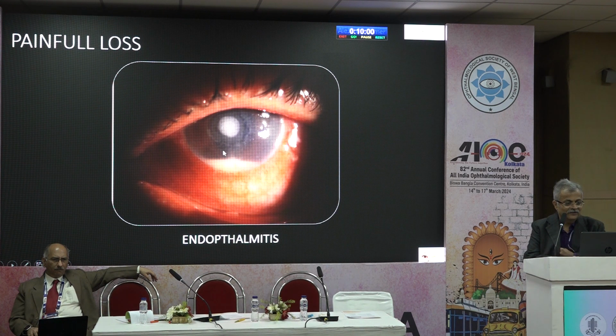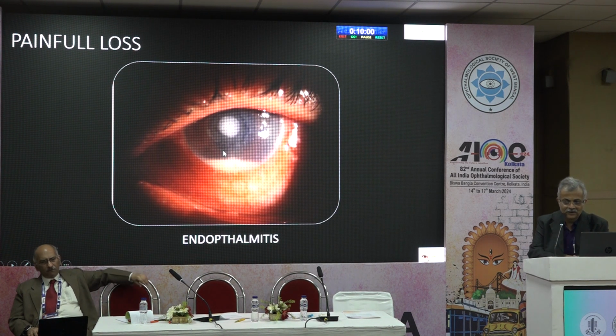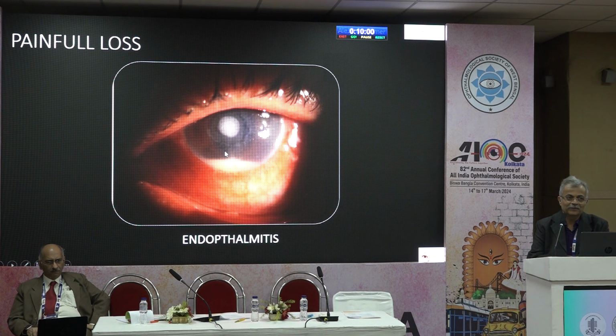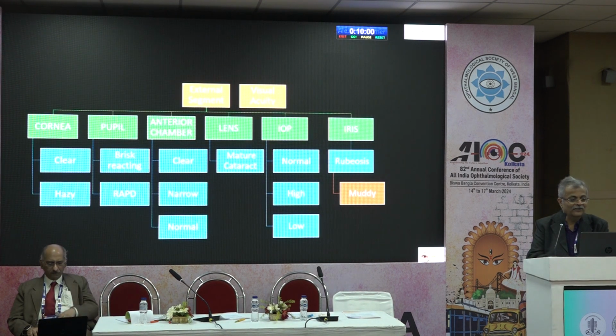This is an extreme case of endophthalmitis, but minimal hypopyon you can miss, especially when patient complains of painful drop in vision. You have to look carefully on slit lamp and look for flare cells and hypopyon and vitreous haze. The treatment would depend on that.